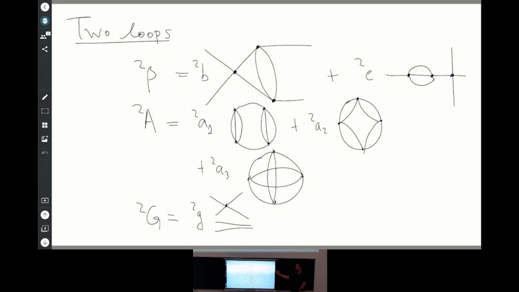No, but the wave function normalization corrects the 4-point function, right, in this way. So you have to include it in the beta function.